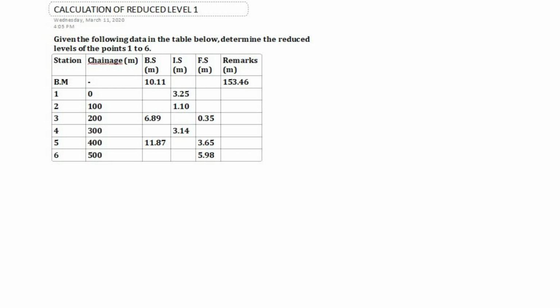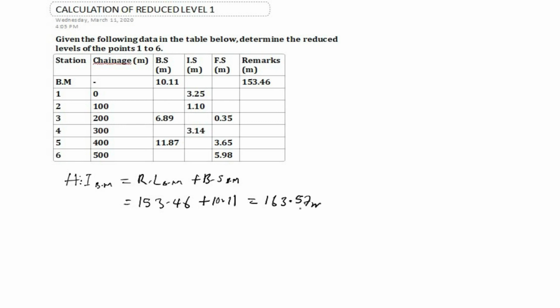First of all, we have to find our height of instrument. Our height of instrument is the reduced level of the benchmark plus the back side at the benchmark. So our height of instrument is 153.46 plus 10.11 meters. Now our height of instrument at the benchmark is 163.57 meters.